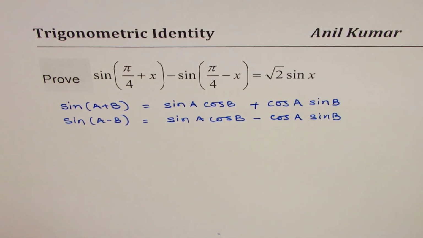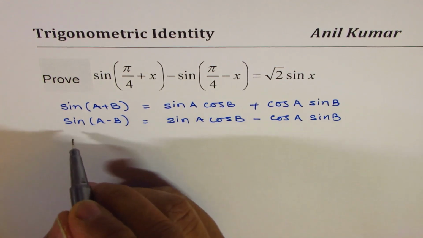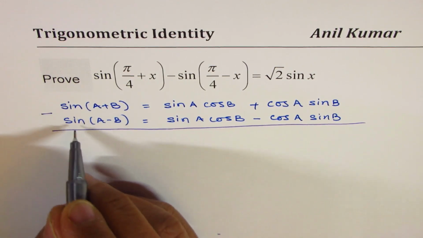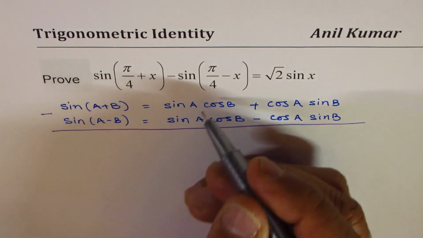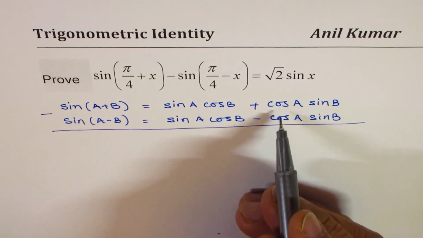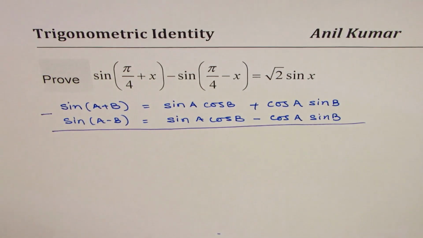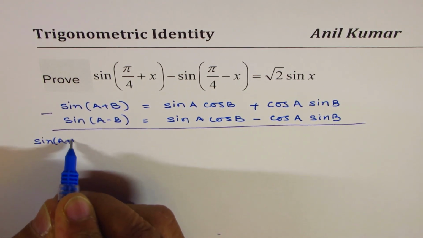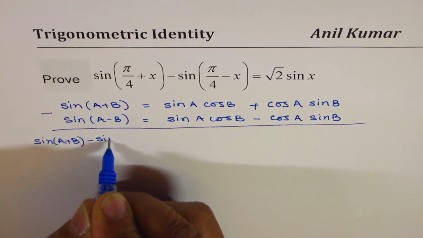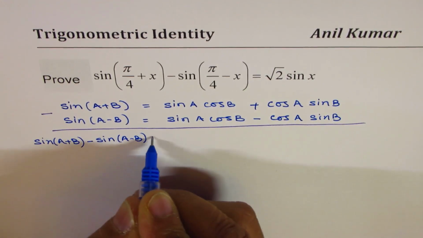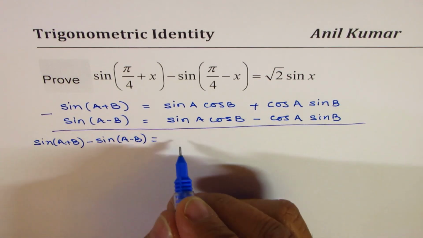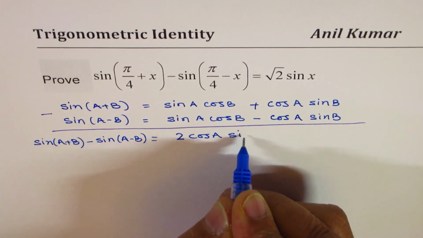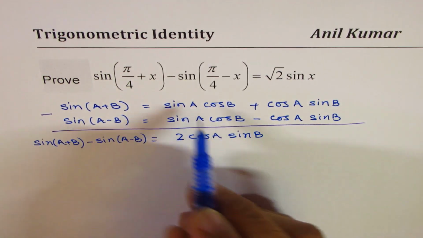Now, if you do sine of A plus B minus sine of A minus B, what do you get? These two terms cancel off and you get 2 cos A sine B, right? That is to say, sine of A plus B minus sine of A minus B is equal to 2 cos A sine B, right?